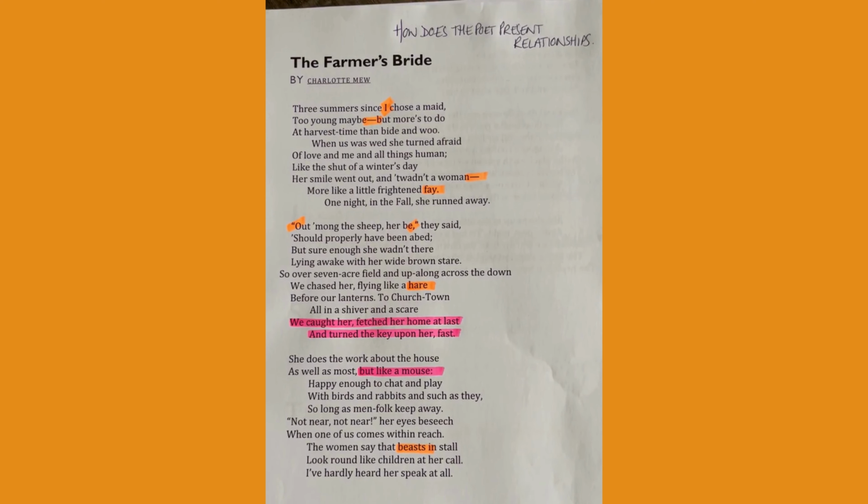So there is a wider thing at play here. The use of we is the idea of a male-dominated society. The idea that they cannot keep women locked up, they cannot keep women quiet. And in order to try and do so, they are locking her up. Turned the key upon her fast suggests a lack of freedom. Again, it suggests the caging of an animal.